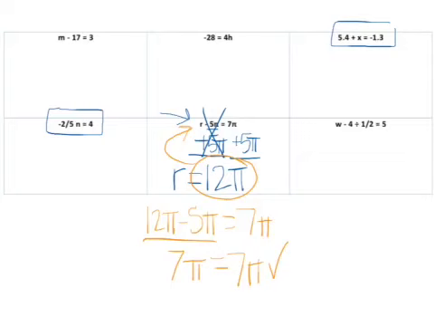Next we're going to do w minus 4 divided by 1/2 equals 5. What you need to do first is make sure that the left side of your equation is simplified. That means you can do all the things on the left side of the equation first. We're going to do 4 divided by 1/2.